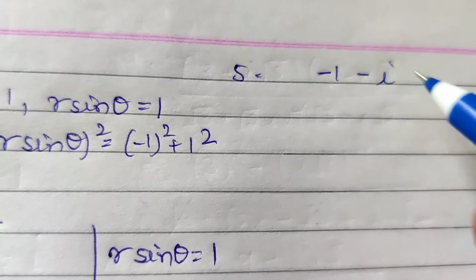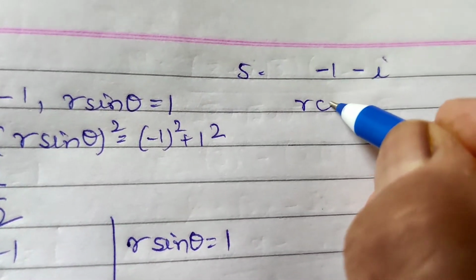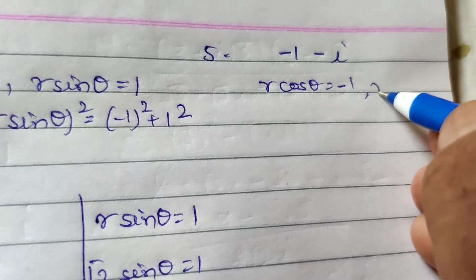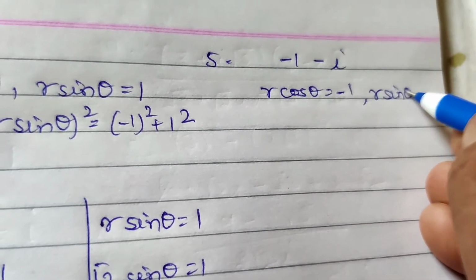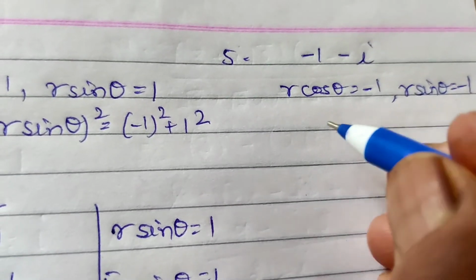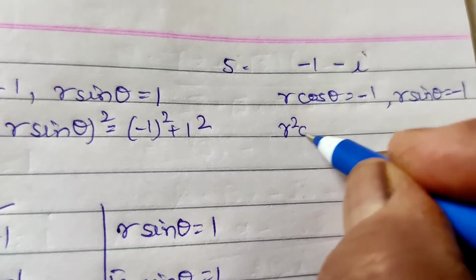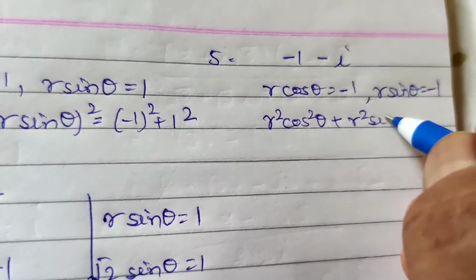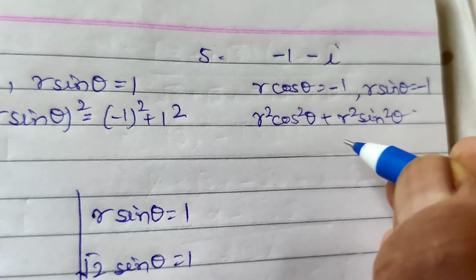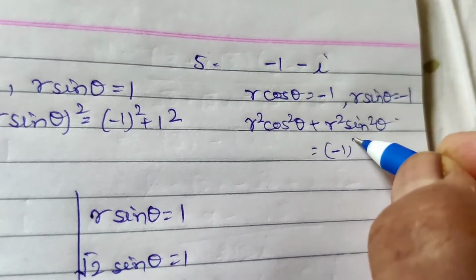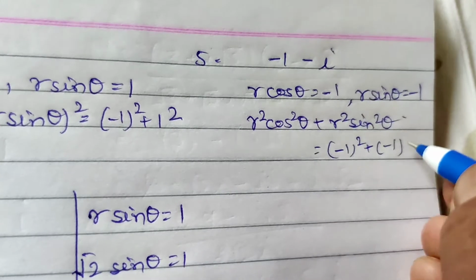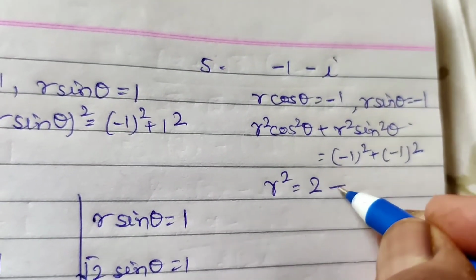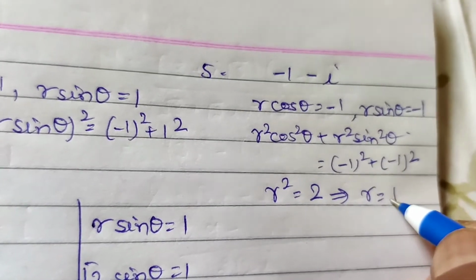Next, minus 1 minus i. It is also equal to r cos theta plus i r sin theta. Comparing this, r cos theta equal to minus 1 and r sin theta equal to minus 1. Square and add: r square cos square theta plus r square sin square theta equal to square of minus 1 plus square of minus 1. R square equal to 2. Therefore, r equal to root 2.